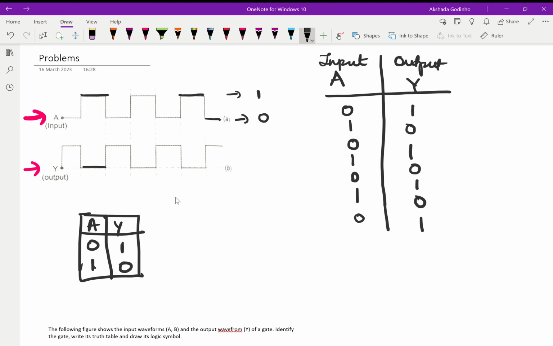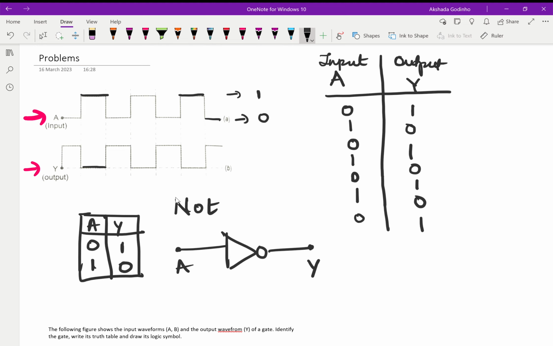So which is the truth table? Which gate would this be? Yes, it is the NOT gate. If you are asked to draw the symbol, then you will draw the NOT gate symbol, with A and Y. This is how you are going to solve this kind of problem. This is the basic.